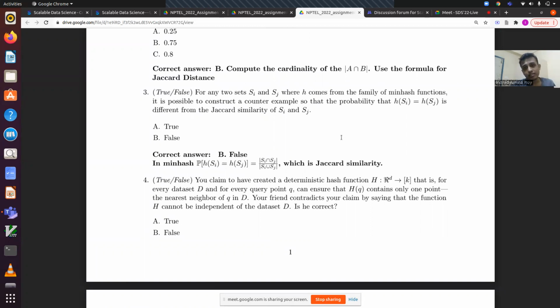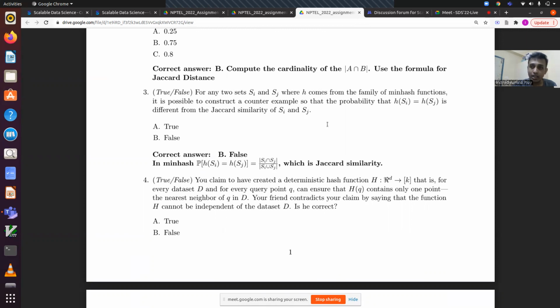For any two sets, where H comes from the family of min-hash functions, it is possible to construct an example so that the probability that H(Si) equals H(Sj) is different from the Jaccard similarity. So this comes directly from the definition of min-hash. In min-hash, we are applying a global permutation. So we have a universe, right? Yes. And some subset of the universe occurs in Si and some subset of the universe occurs in Sj, right?